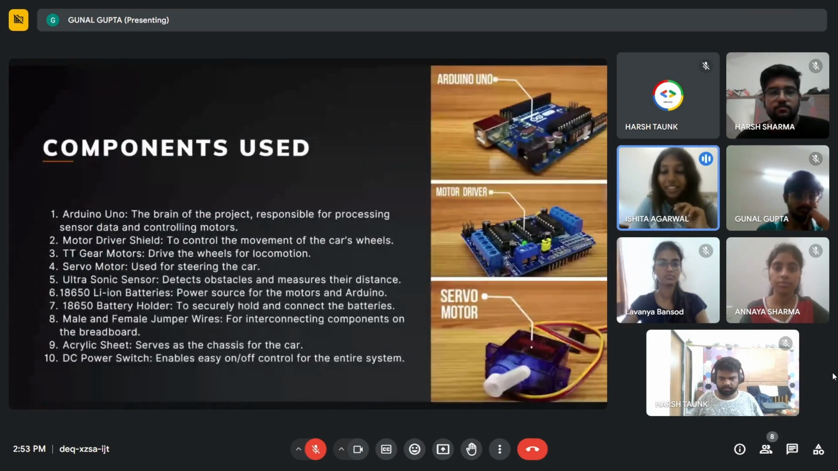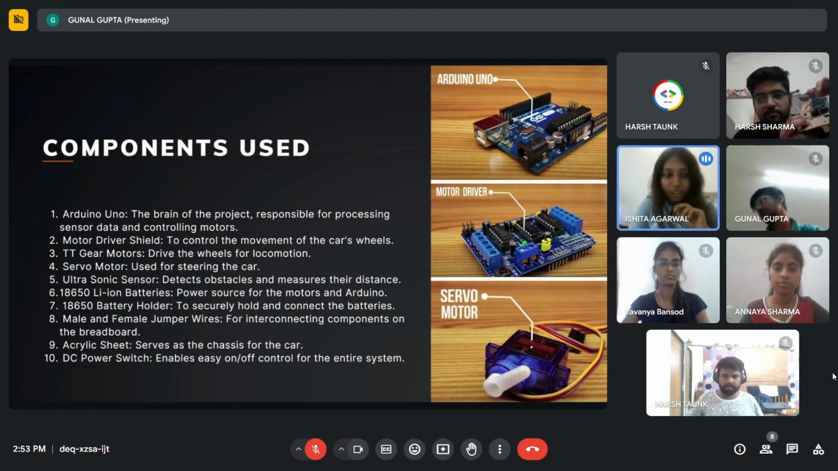Next. The components used in our project are Arduino, which is the brain of this project, responsible for processing sensor data and controlling motors. Next, we have the motor driver shield, which is used to control the movement of the car vehicles. TT gear motors, which drive the wheels for locomotion. Servo motor, which is used for steering the car. Ultrasonic sensor, which detects obstacles and measures their distance.